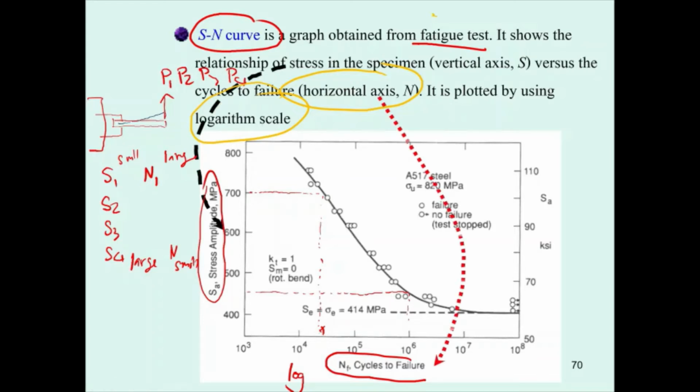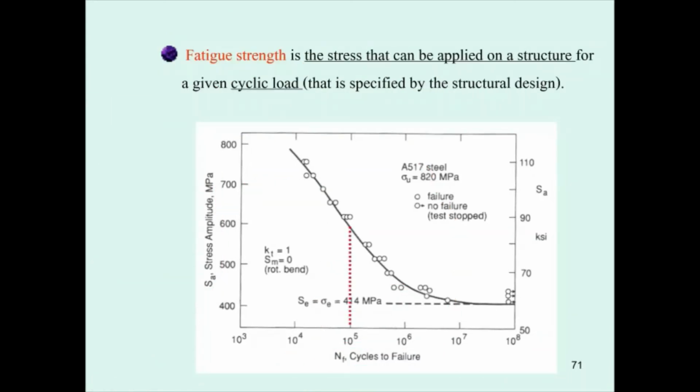Okay, and then what we have is fatigue strength. Fatigue strength is the relationship between S and N. That is the stress that the material can resist from a given cyclic loading. For example, if you would like the material in the structure to take 10 power 5, that is 100,000 cycles, the stress is going to be 580.